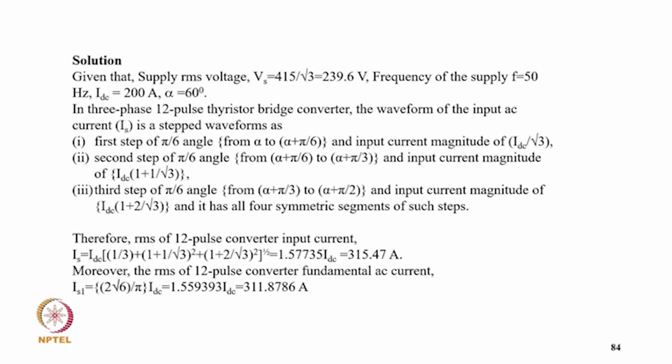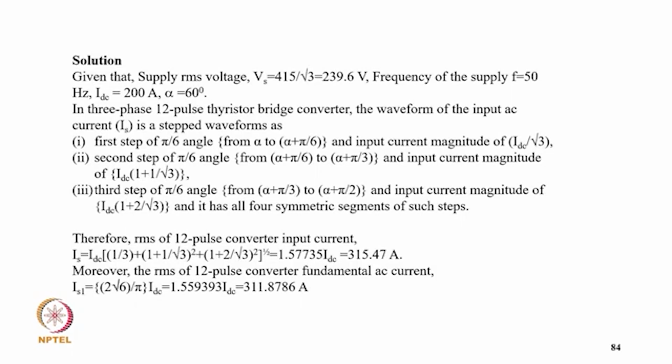So in a three-phase 12-pulse thyristor bridge converter, the waveform of input current is a step waveform, with the first step of π/6 angle from α to α+π/6, and input current of ID/√3, and the second step of π/6 angle from α+π/6 to α+π/3, and input current magnitude is ID(1+1/√3), and the third step of π/6 angle from α+π/3 to α+π/2, and the input current magnitude of ID(1+2/√3), and it has all four symmetrical segments of such type.